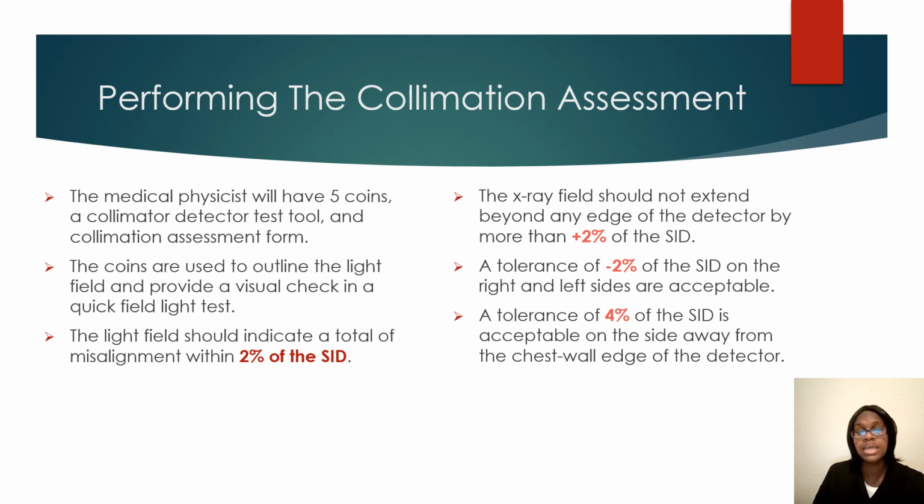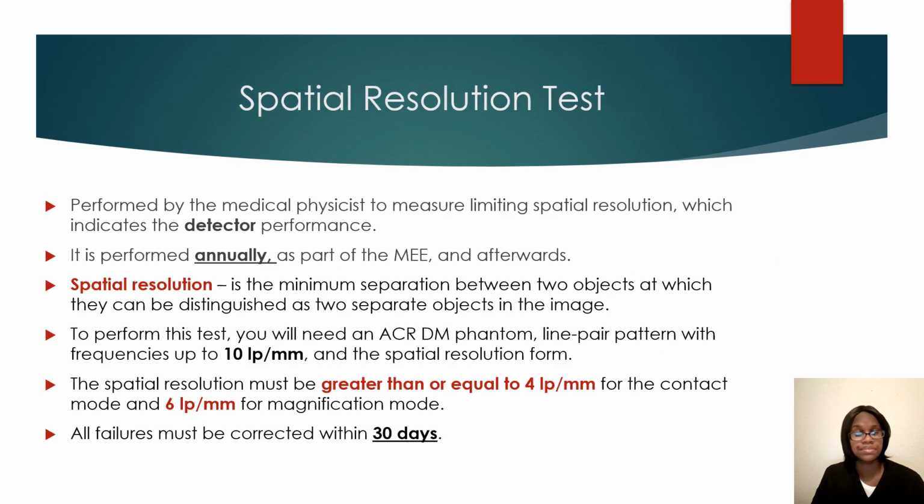The light field should indicate a total misalignment within 2% of the SID. The X-ray field should not extend beyond any edge of the detector by more than 2% of the SID. A tolerance of -2% of the SID on the right and left sides is acceptable. A tolerance of 4% of the SID is acceptable on the side away from the chest wall.